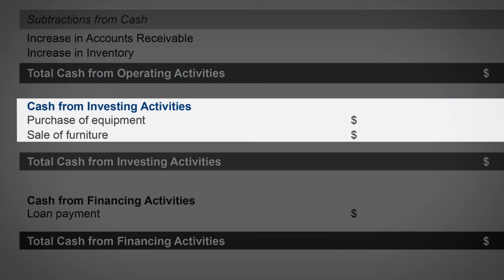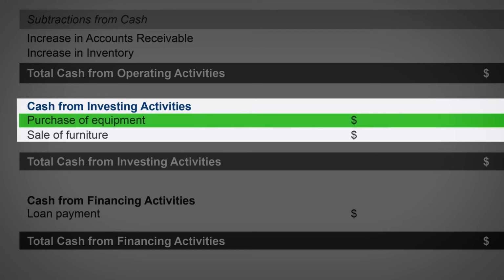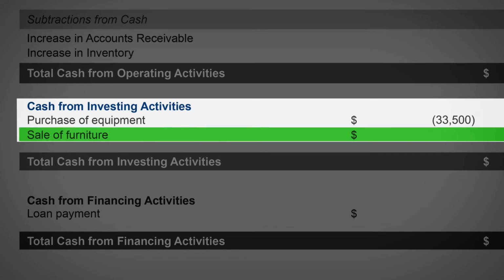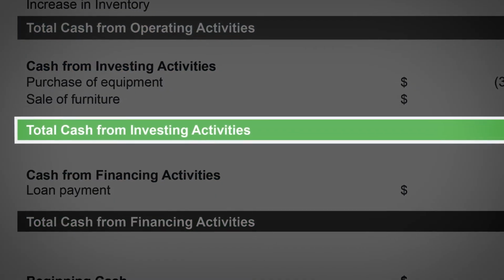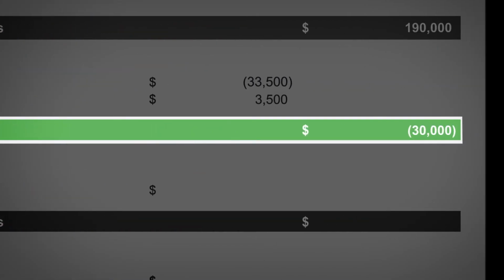Now let's look at the investing activities. The brewery had to buy some equipment this month but sold off some outdated machinery. The purchase of a new fermentation tank cost $33,500, while a batch of old wooden barrels were sold for $3,500. With everything added up, the total cash amount from investing activities was $30,000 this month.